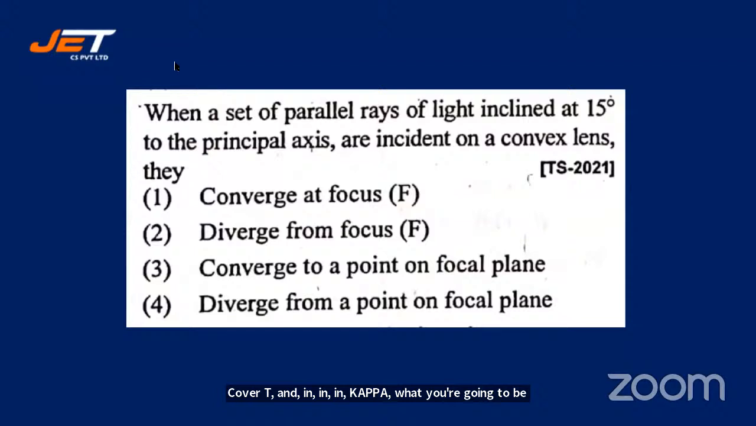All right, next question. When a set of parallel rays of incident light at 15 degrees to the principal axis are incident on a convex lens, they converge at focus, diverge from focus, converge to a point on focal plane, diverge from a point on focal plane.